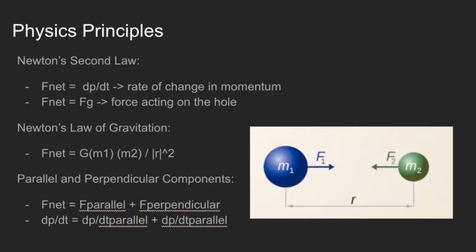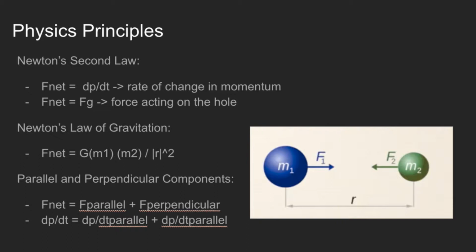So Newton's second law is dp/dt equals F net, which is the rate of change in momentum. It can also be written as P final equals P initial plus F net times t, which is the duration of the motion. We were told in this lab that the net force on the star is solely from the black hole, so our F net is Fg, or the gravitational force on the star.